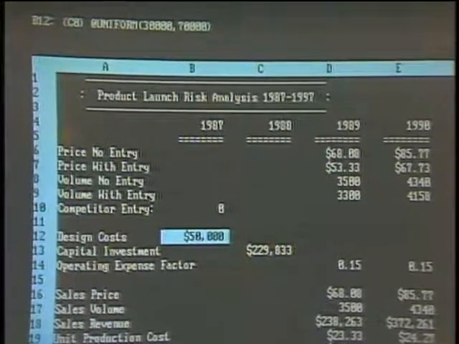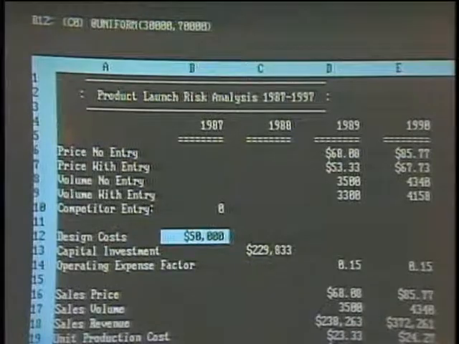Where the cursor is located is a design cost entry, and you'll notice up above that it's been entered as @UNIFORM. This is one of a set of special @ functions added by At Risk to 1-2-3 that allow you to enter a range of possible values in a single cell. It says the value in that cell could range with equal probability between 30,000 and 70,000. At Risk gives you a whole range of different distribution types, and you can add as many as you want to a given spreadsheet.